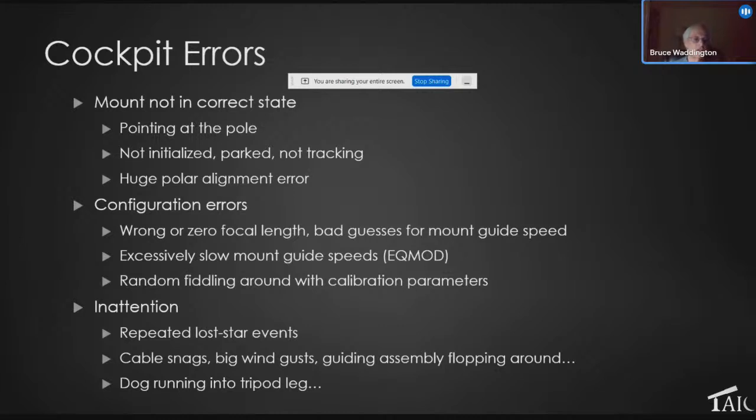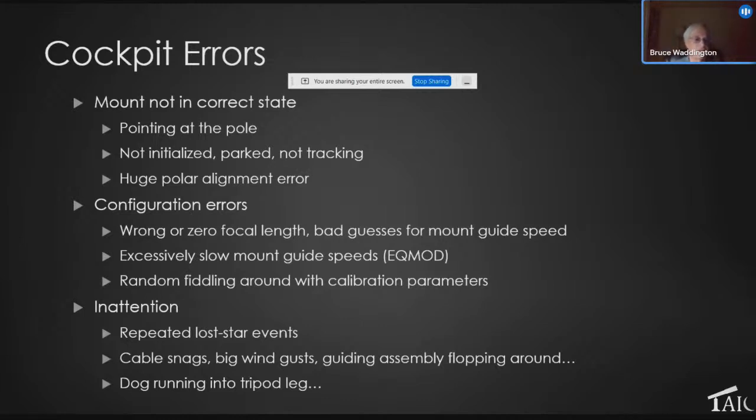And then the next class of problem is just people fiddling around with the parameters, which I oftentimes have trouble understanding. There's no reason to fiddle around with them at all. If you've used the new profile wizard and you specified the right numbers, the calibration parameters are going to be right. And if you think that you need to change those for some reason, you really need to understand what they are and what the implications are to changing them.